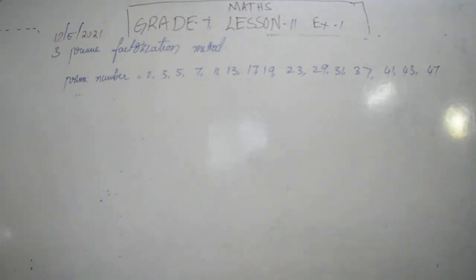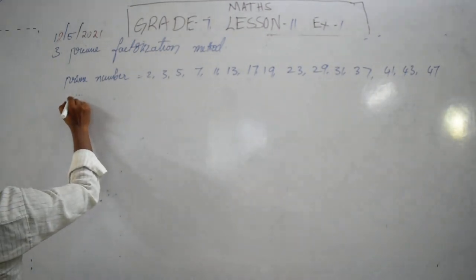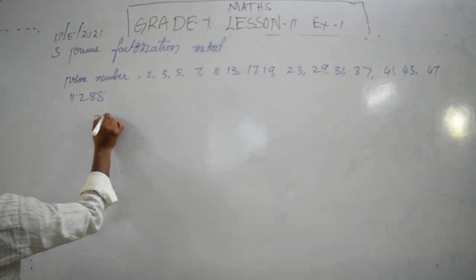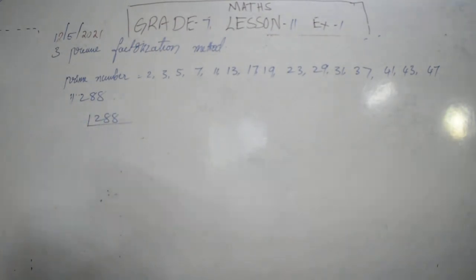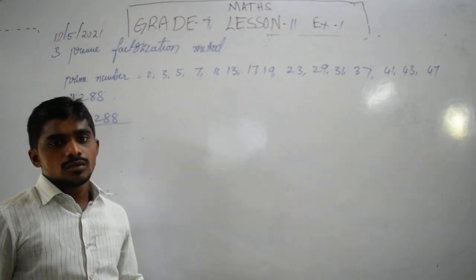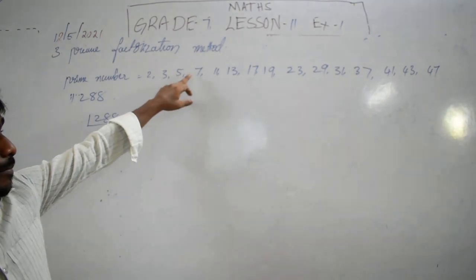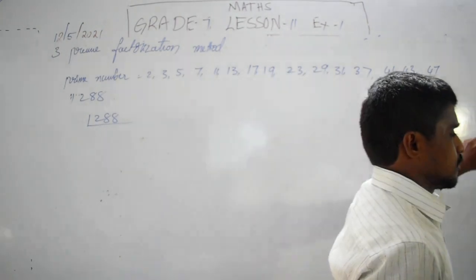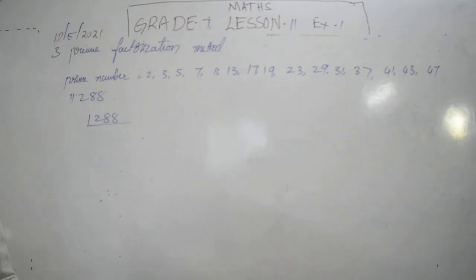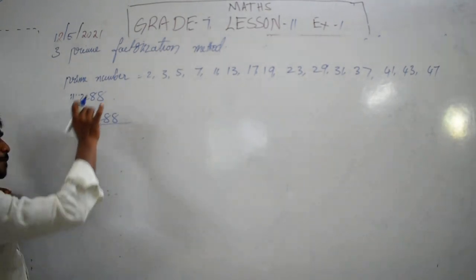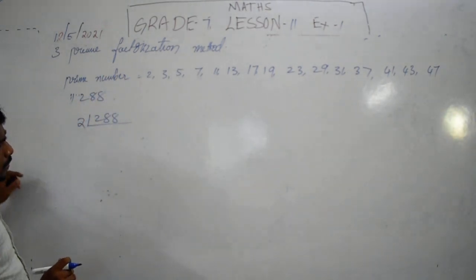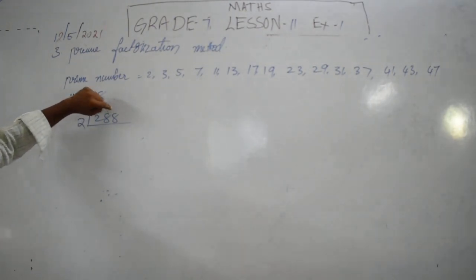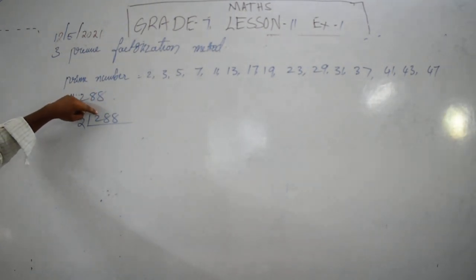Here first problem, 288. So 288, first, all prime numbers are odd numbers except 2. So these all are odd numbers, but 2 is the even prime number. Now see, the first prime number is 2. 2 table, 288.